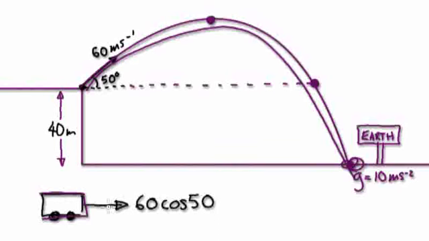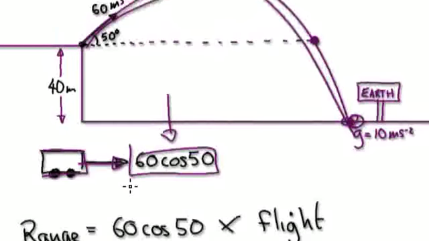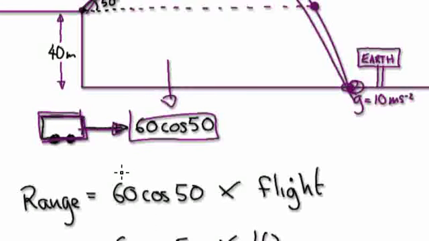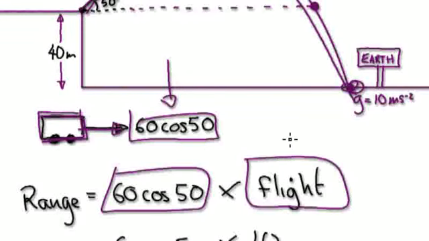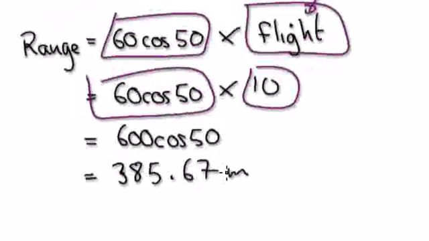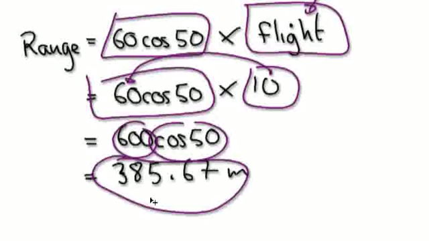Now imagine you and your dad sitting in a car driving horizontally at 60 cos 50. Remember, we broke this down earlier, right at the start of the video. So you and your dad are sitting in a car driving along for 10 seconds. So the range equals the speed times the flight time. The flight time is 10, don't forget. So that will be 10 times the 60 here, which will be 600 cos 50. So you punch it into your calculator, and that will give you the range.